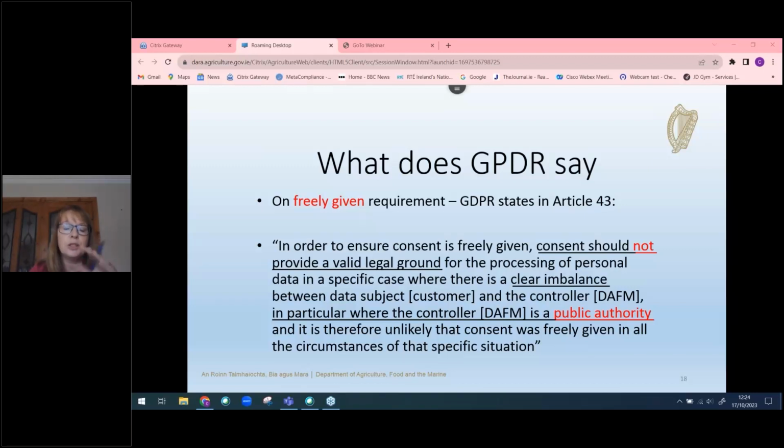Now, I would say that doesn't apply 100% of the time. It all depends on the circumstance, but it does apply, in my experience, about 95% of the time. So most of the time, it is not appropriate for us to go and seek consent from our customers for the use of their data.